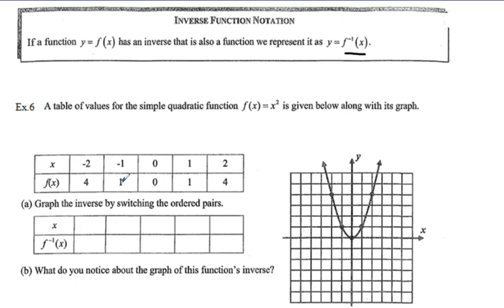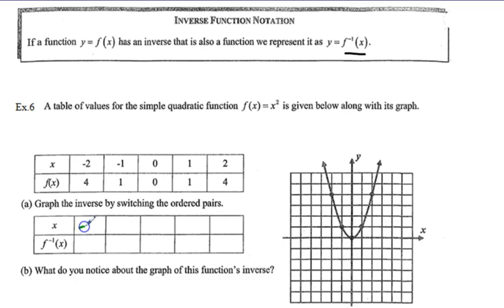Okay, and so here we have a simple quadratic function, just the basic parent function, and we have a table of values of 5 points. In order to find the inverse, we're going to switch the ordered pairs. So go ahead and do that for each of these 5 points. Play the recording when you're ready.